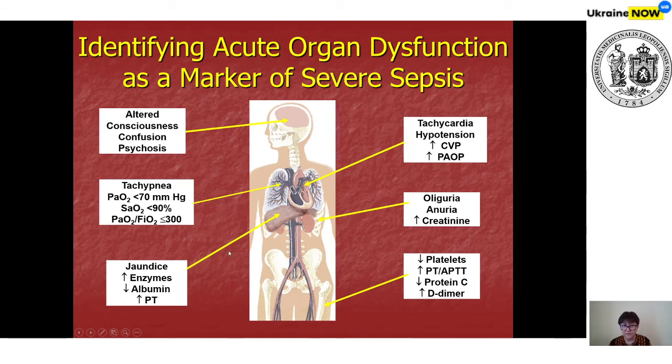Liver function: jaundice, increased enzymes, decreased albumin, and increased prothrombin time. Cardiovascular system: tachycardia, hypotension, increased central venous pressure, pulmonary wedge pressure. Kidney function: oliguria, anuria, and increased creatinine. And coagulation function: decreased platelets, increased prothrombin time, activated partial thromboplastin time, decreased protein C, or increased D-dimers.